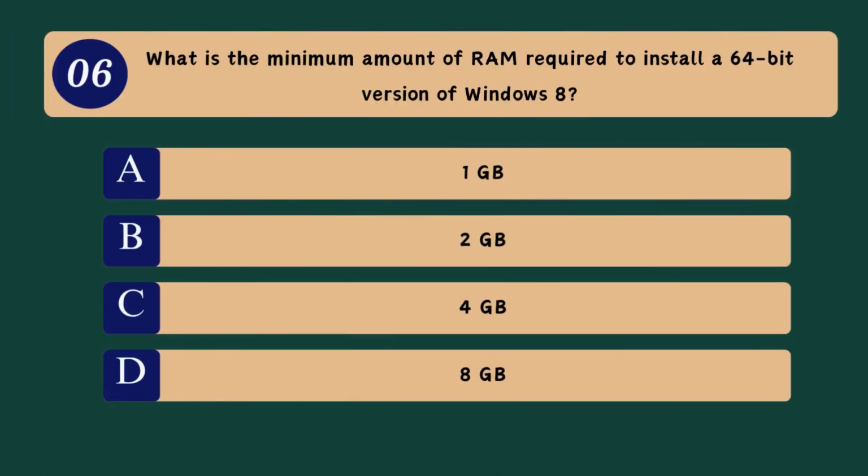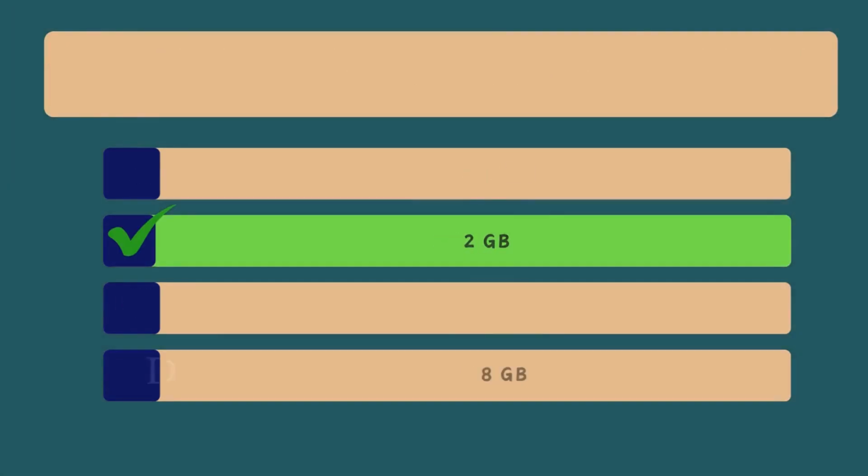Question 6. What is the minimum amount of RAM required to install a 64-bit version of Windows 8? A. 1 GB. B. 2 GB. C. 4 GB. D. 8 GB. Correct answer: B. 2 GB.